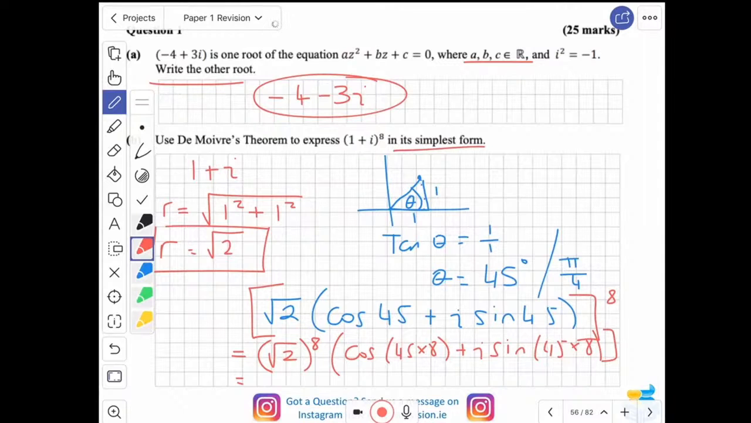So that's going to be root 2 raised to the power of 8, and that gives me an answer of 16. And then in my calculator, I'm going to do cos bracket 45 by 8, or obviously you can work that out beforehand, and that's giving me 1, plus i times sine 45 multiplied by 8, and that gives me 0. So that's just going to go to 0. So that means it's going to end up giving me an answer of just 16. And that is your final answer using De Moivre's theorem.